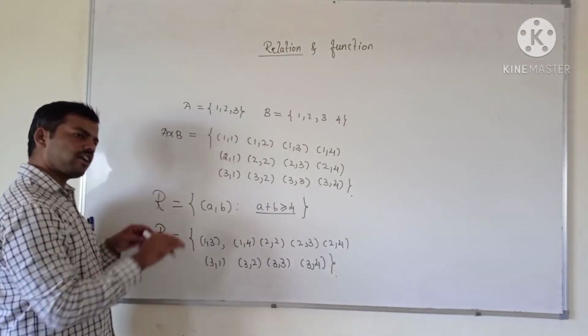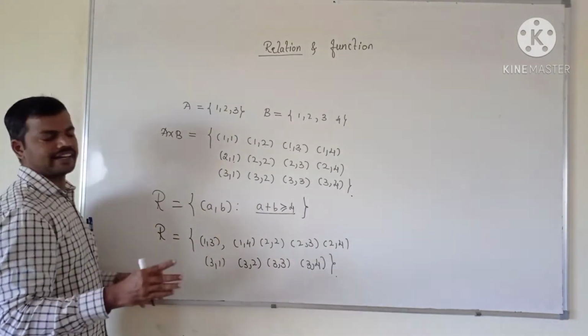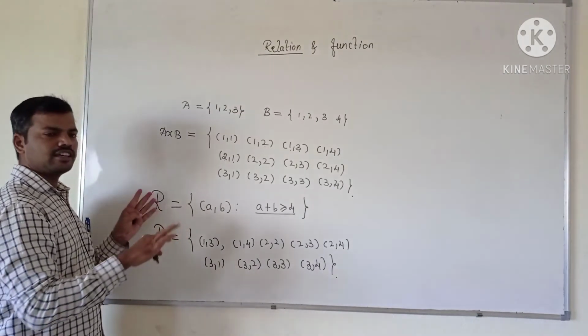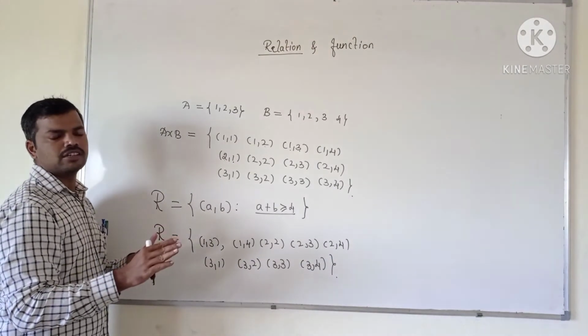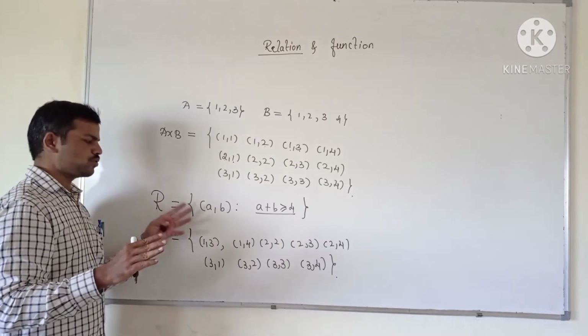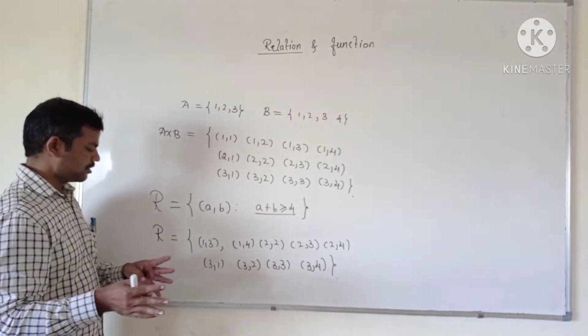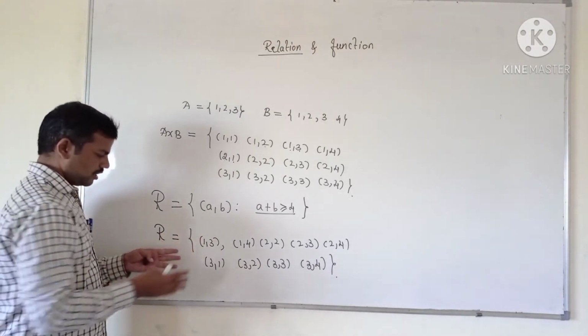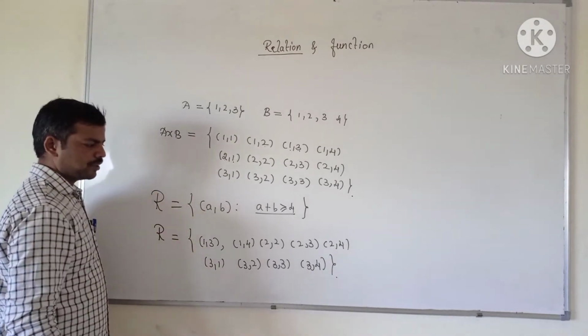Representation of a relation is also in two forms. It is similar to the set. Here also we have two types of expressing: that is roster form, and next the set builder form.